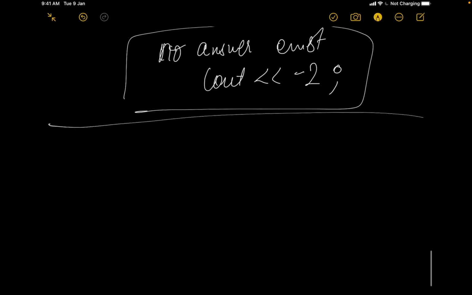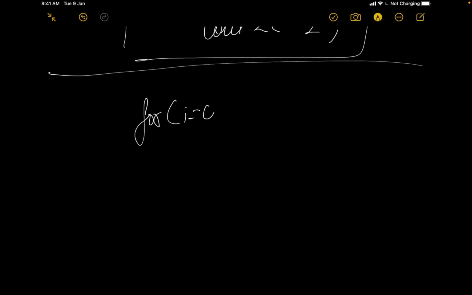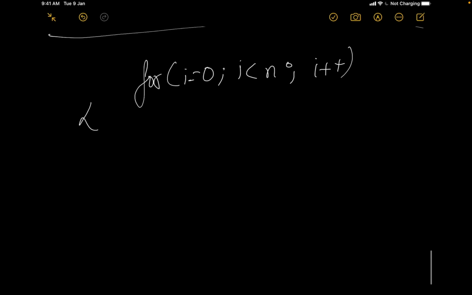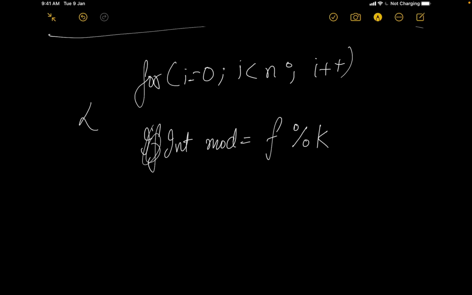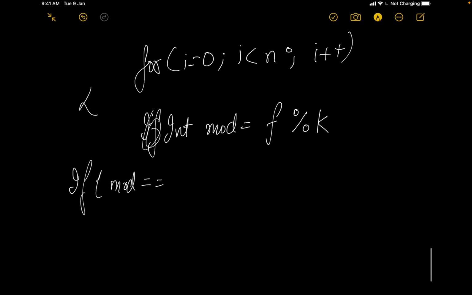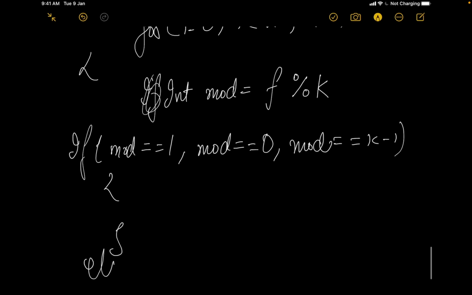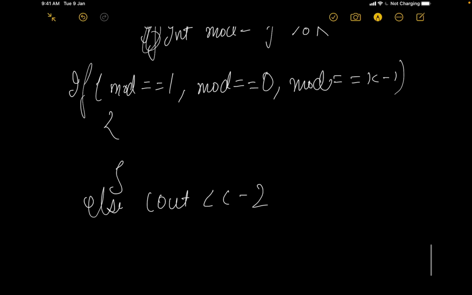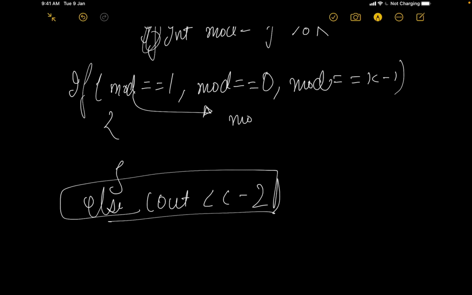That's it. To sum it up, we'll start our loop from i equal to 0 till i is less than n, i plus plus, a basic for loop in C++. With that, I'll write mod equal to the final value we're having, modulus k. If mod is 1 or mod is 0 or mod is k minus 1, then I'm happy with it, and I can perform some operation, else I can simply return minus 2. That's understandable. If mod is 1, then I'll just subtract 1 from fin, so I'll do fin minus equal to 1. If mod is 0, I need not do anything. If mod is k minus 1, then I'll add 1 to fin.